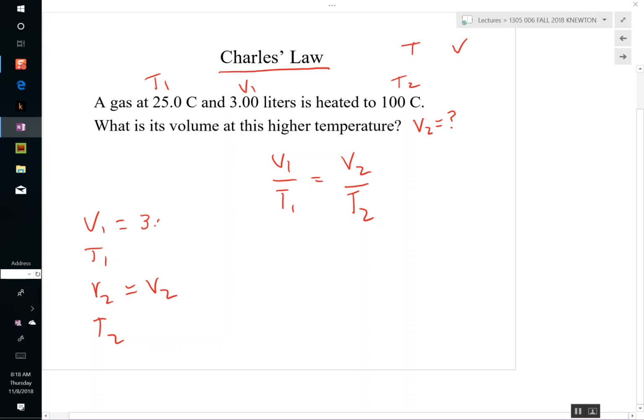So volume 1 is 3 liters. Temperature 1 is 25 degrees C. Is that okay? 25 degrees C? No. Gotta convert. Did I say? You have to convert to Kelvin. So we have to add 273 to this. T2 is 100 degrees C. We have to convert.